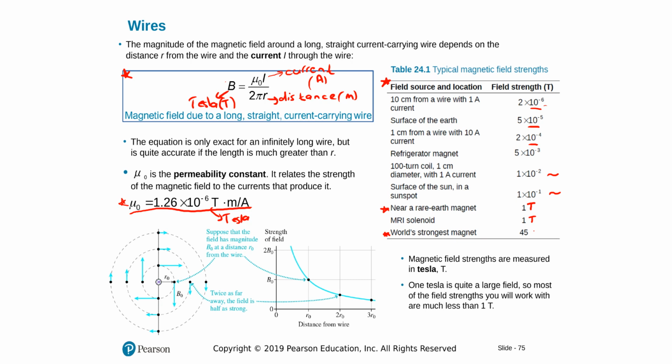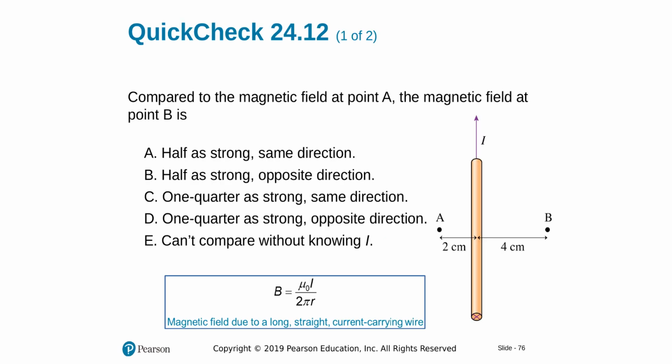It's good to have this opinion. If we are finding a magnetic field of 1,000 Tesla, perhaps we are making a mistake.